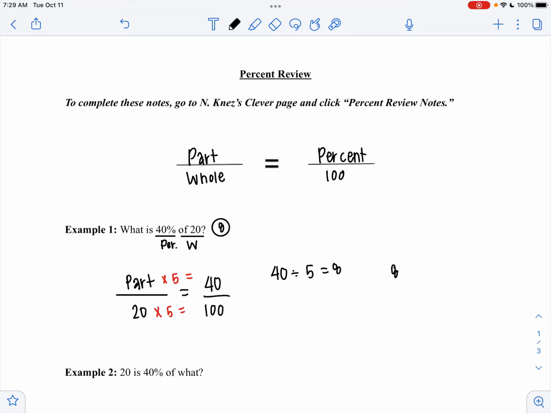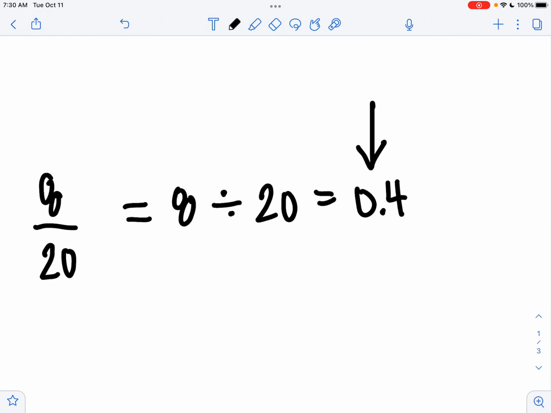We can always check to make sure that 8 out of 20 is equal to 40% by dividing. 8 divided by 20 equals 0.4, which we know represents 40%, because as a decimal, we move our decimal over either 2 spaces to the right to move to percent, or 2 spaces to the left to move back to a decimal. So 0.4 is the same thing as 40%. You could prove that by multiplying 0.4 times 100 is equal to 40%.